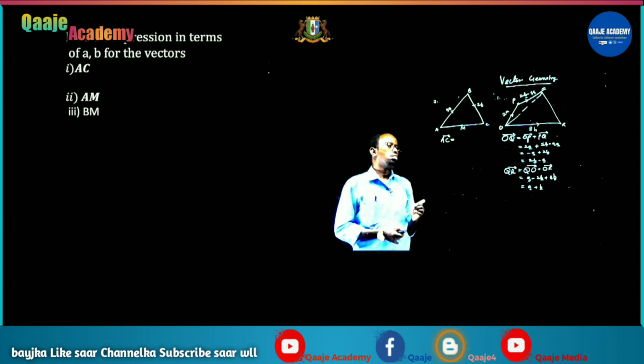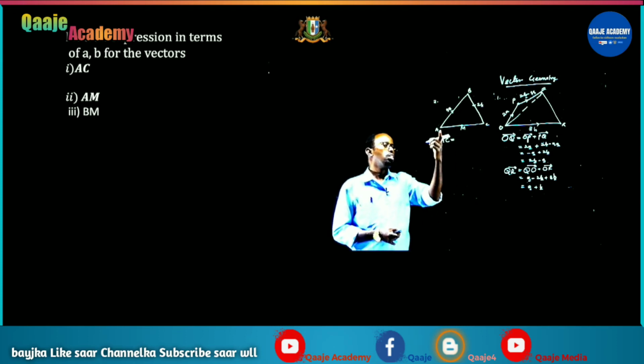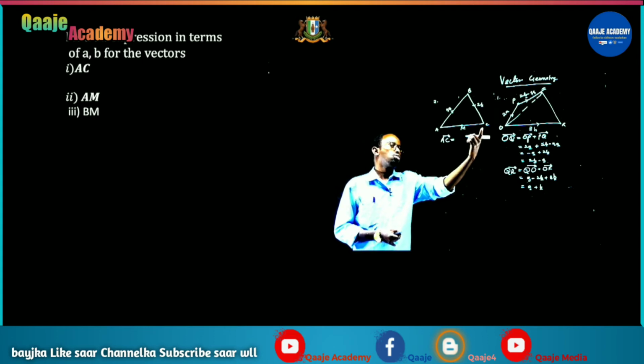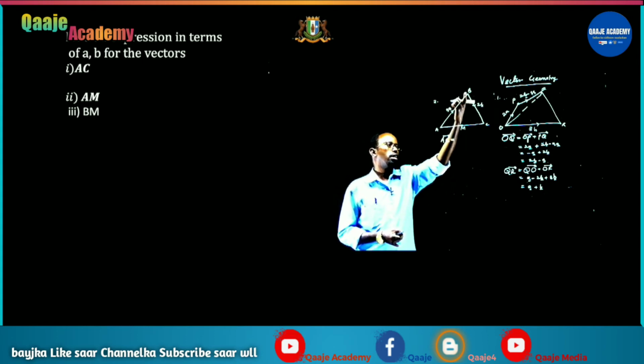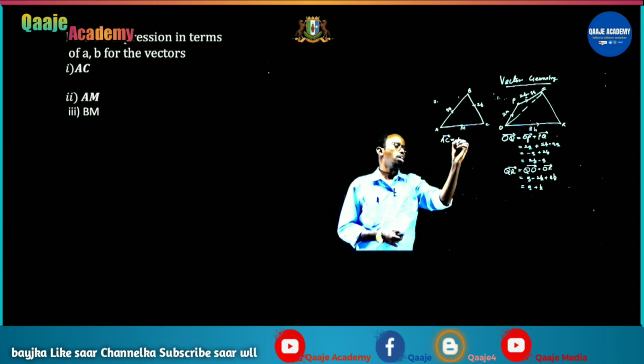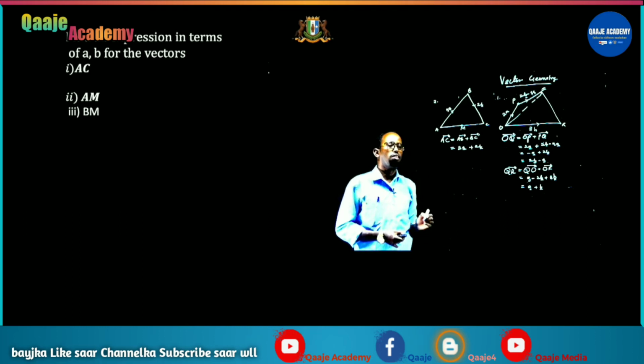AC. The distance from A to C, meaning you move from A, go to C. So A, B, and then B, C. That is the route: AB plus BC. So therefore this is 3A plus 2B. That is now the final answer.